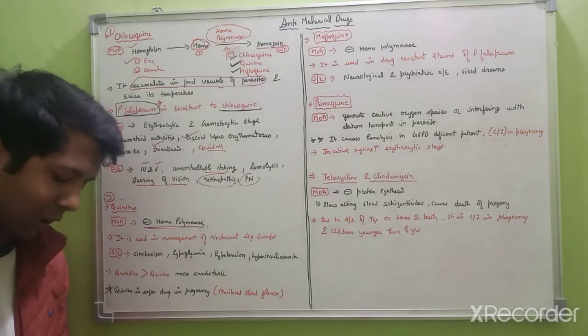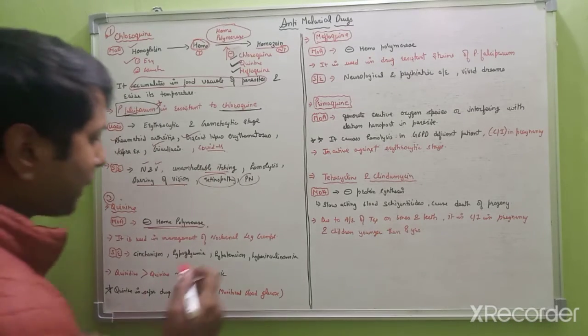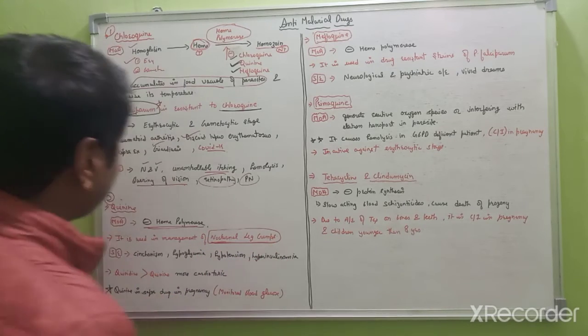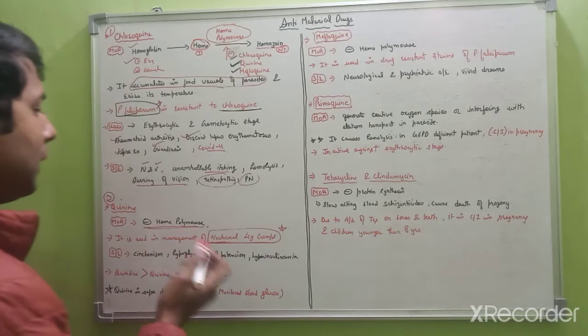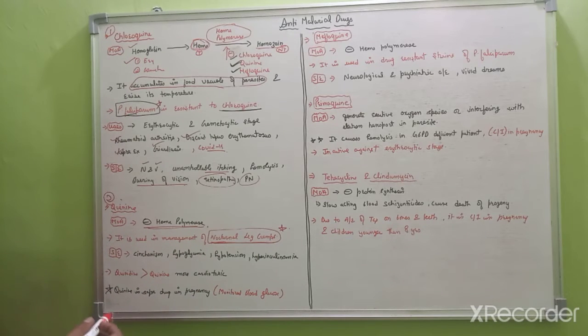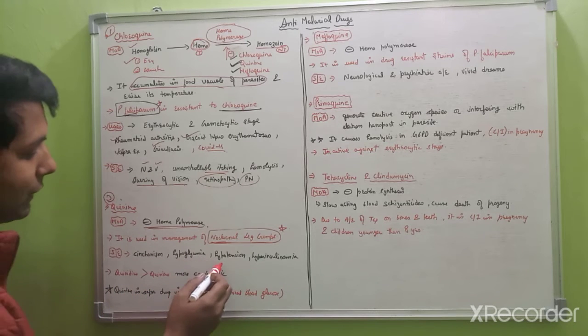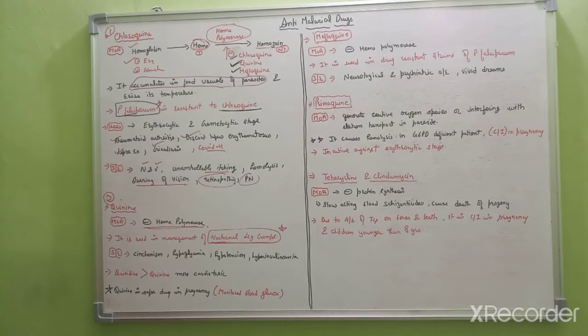So the uses of quinine: it is used in the management of malaria, but it is also used in nocturnal leg cramps. Quinine is also used in the management of nocturnal leg cramps. So the side effects of quinine include cinchonism, hypoglycemia, hypotension, and hyperinsulinemia. These are the side effects of quinine.